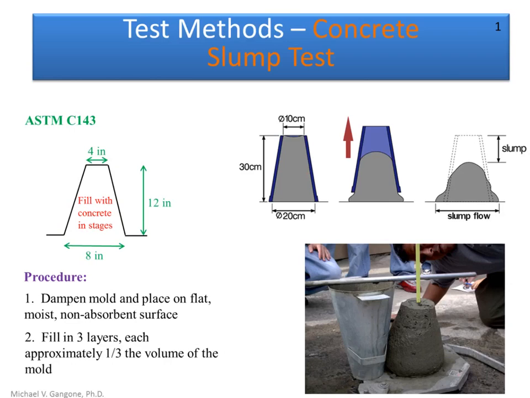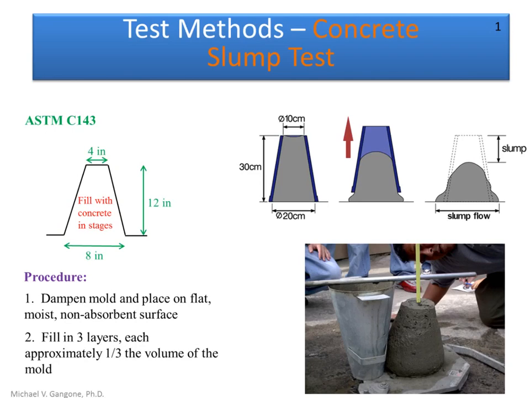After you rod it 25 times, you pull the cone up very slowly, about 5 seconds or so, to get the whole thing off. You're measuring from the top of the original cone, the frustum up here, to the peak of the slump, of the concrete after the cone is released. And this distance here is your slump. So that's how we perform a slump test.